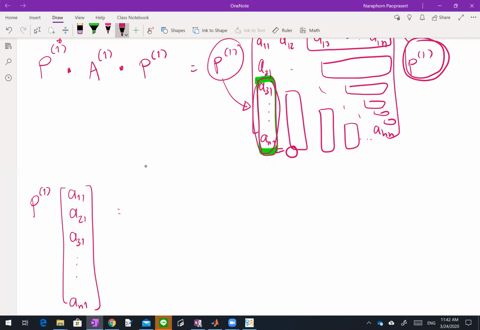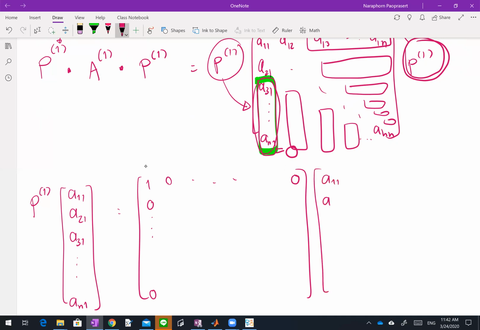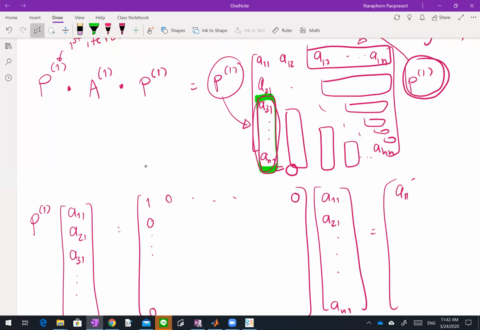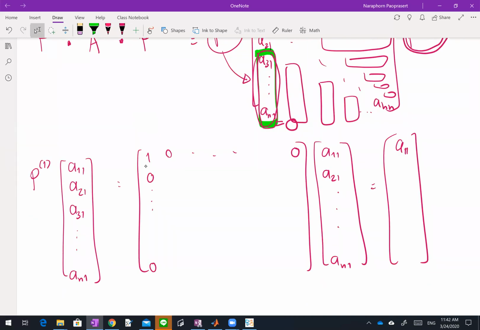Let me expand the P. The way that we construct the P is that in the first column and the first row, it's going to be just 1 and the remaining values are 0. This is because we want to multiply this P with A11, A21 up until AN1. If you multiply this first column of A with the P, then eventually you're going to get just A11 in the first row, which is okay, right? Because we don't want to touch this A11. A11 can be anything. We don't need to change it.